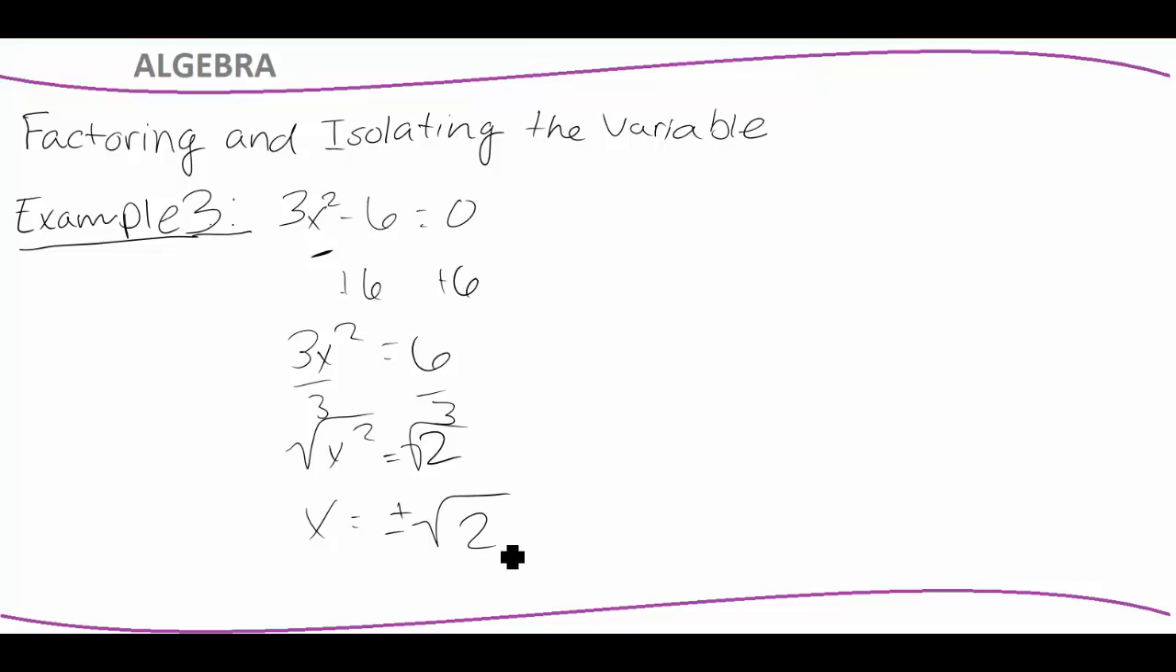So the solution set for this, for example 3, is going to be the square root of 2, the negative square root of 2, and the positive version of square root of 2. And that's all going to be in squiggly brackets. And this is how you factor and isolate the variable.